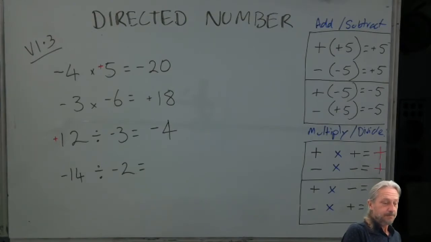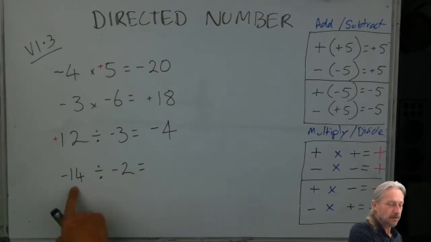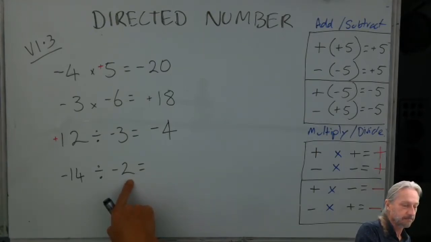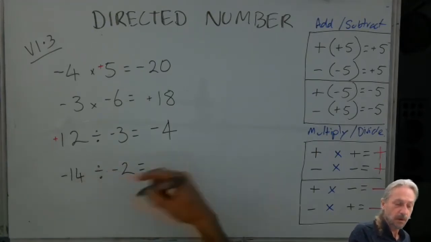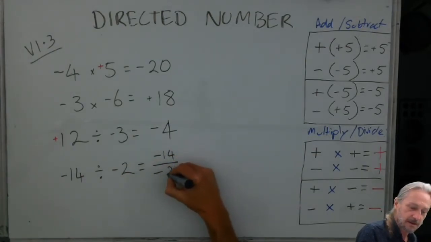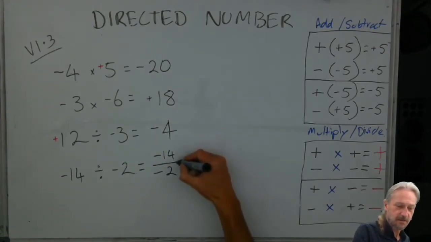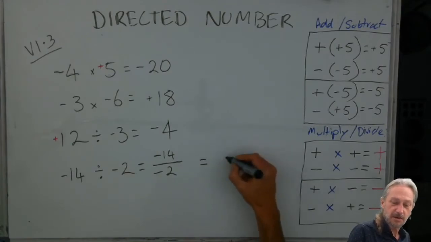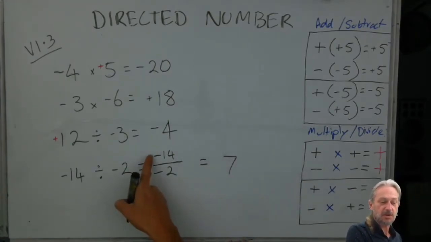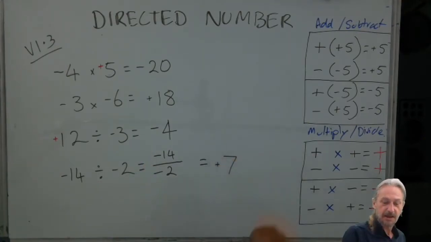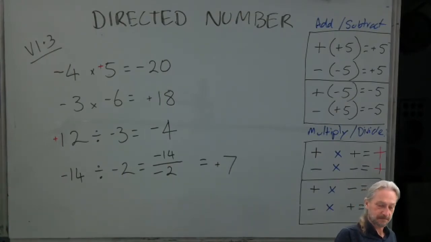And finally, -14 divided by -2. We could write this as a fraction, it's sort of the same. So 14 divided by 2 is 7, and because we've got a negative divided by a negative and they match, this is going to give us a positive result, positive 7.